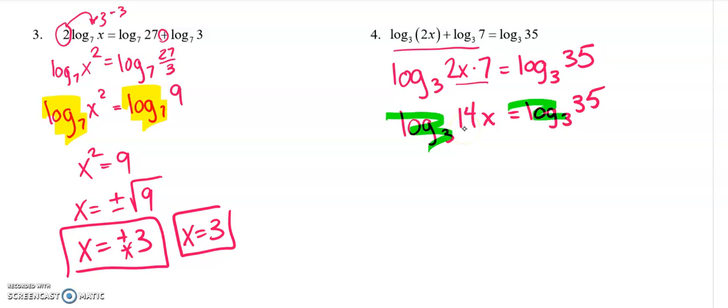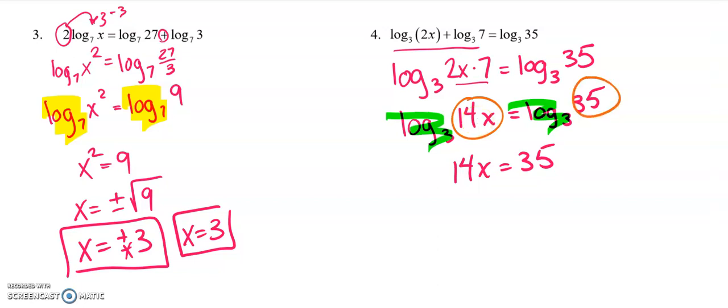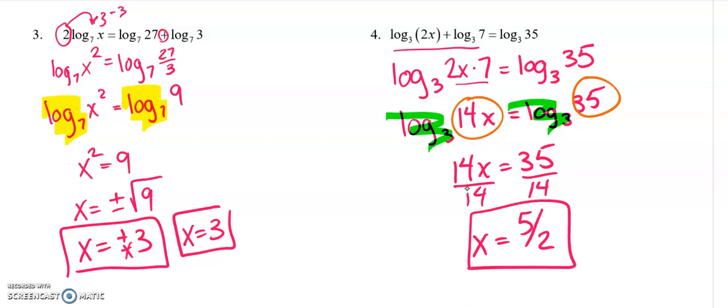Our log base 3's match. So then what we're taking the log of has to also match. So 14x has to equal the 35. So when we do that, we divide both sides by 14, and we get x equals, take a 7 out of there, take a 7 out of there, we get 5 halves.